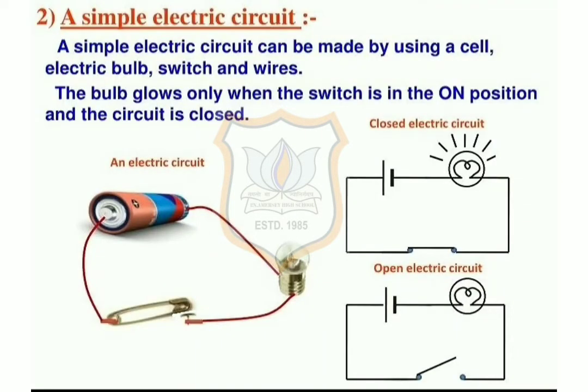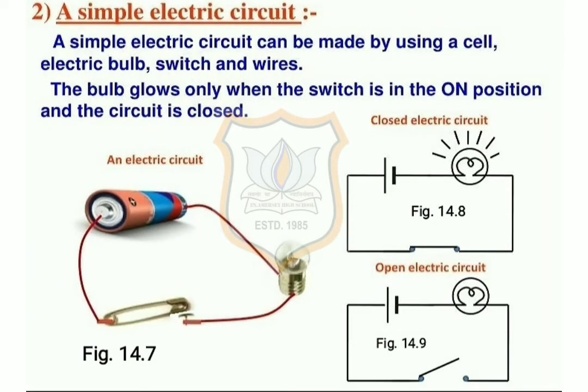Let us now draw a circuit diagram of an electric circuit using symbols. Students, make the electric circuit shown in figure 14.7. As you know, a simple electric circuit can be made by using a cell, electric bulb, switch and wires. You used a similar circuit in class 6th to make an electric bulb glow. Do you remember that the bulb glows only when the switch is in the on position? The bulb glows as soon as the switch is moved to the on position.